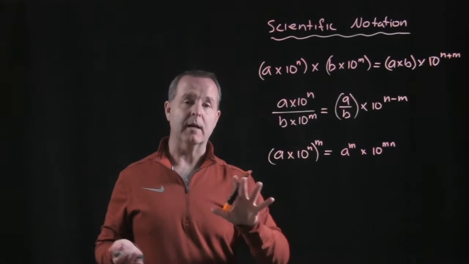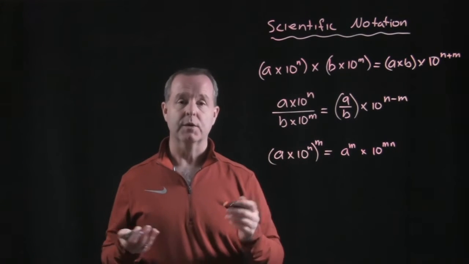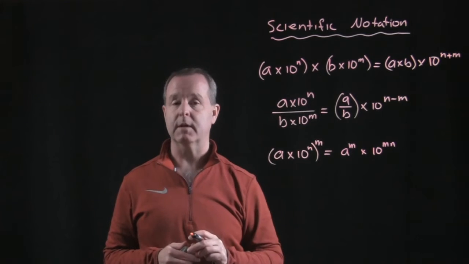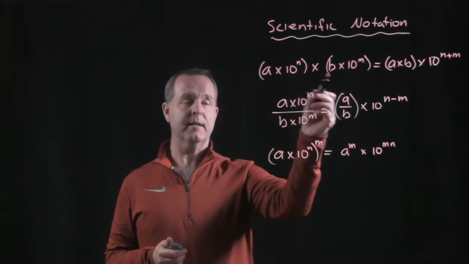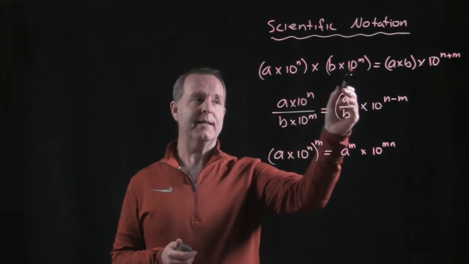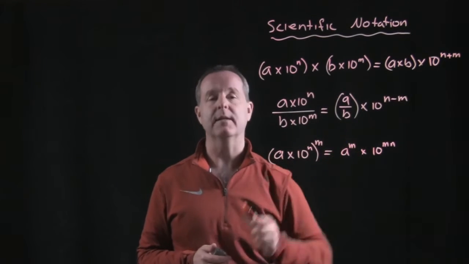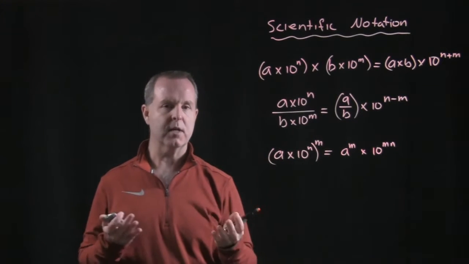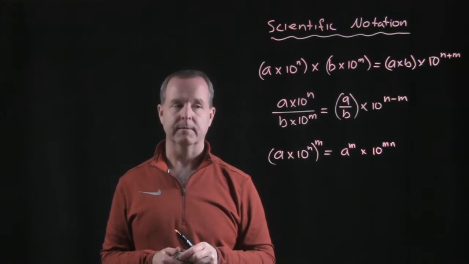So let's develop a couple of ways to compute scientific notation operations. If we wanted to multiply two numbers that are both in scientific notation format, we multiply the numbers, the a and the b, then we multiply the bases of the 10. 10 to the n times 10 to the m produces 10 to the n plus m. So we're using a combination of both our exponent rules and our normal multiplication rules.